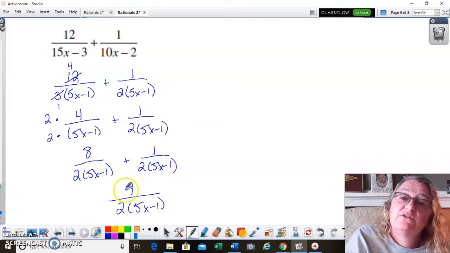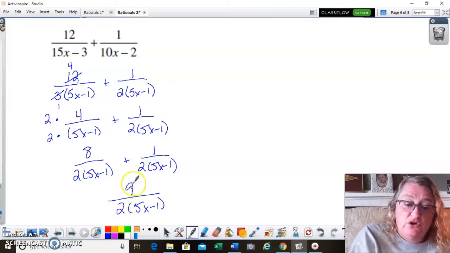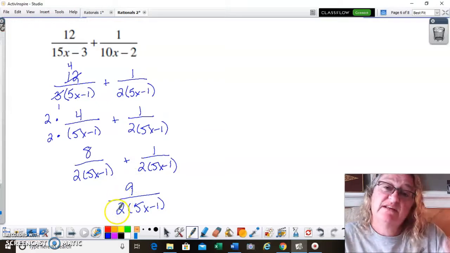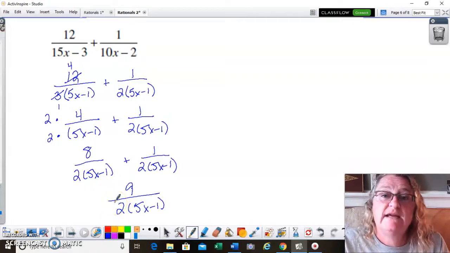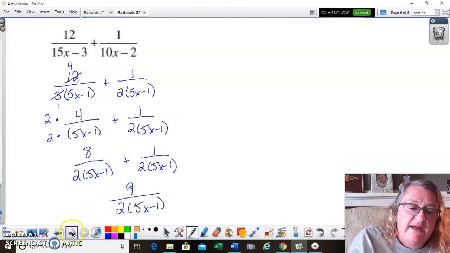Now if this 9 had turned into an even number, say it turned into 10, then I could simplify right here. And that would have turned it into something smaller. So you kind of want to look and see if you can simplify in the beginning and also simplify at the end, because at any point in time we want to try and get it in as simple terms as possible. So we have 2 final questions to look at.